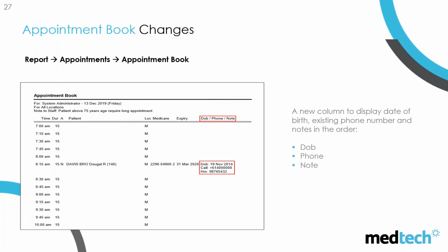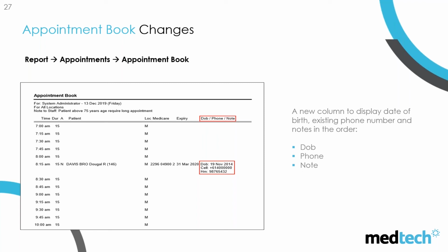So there you have it for appointment book changes. We've set up another new enhancement to the appointment book report. As you can see, it now shows a column for date of birth, or DOB, along with the existing phone number and notes in the following order. So it breaks down between date of birth, phone, and notes.